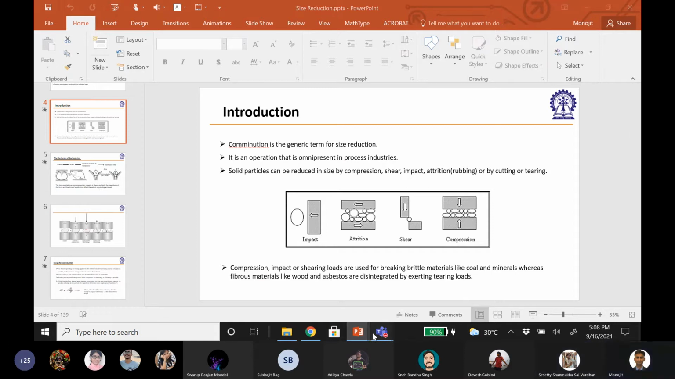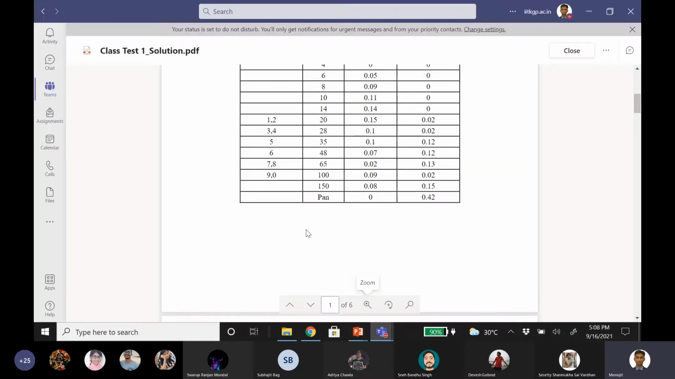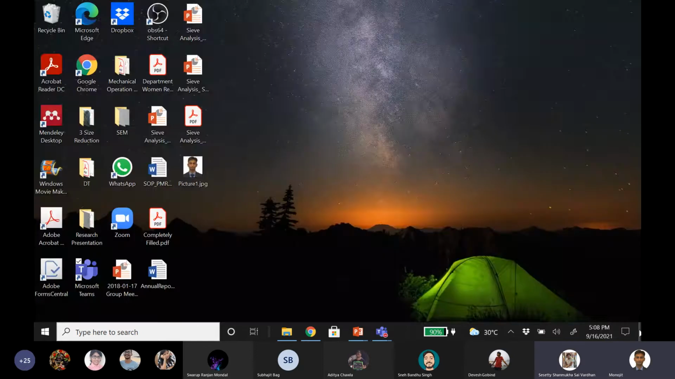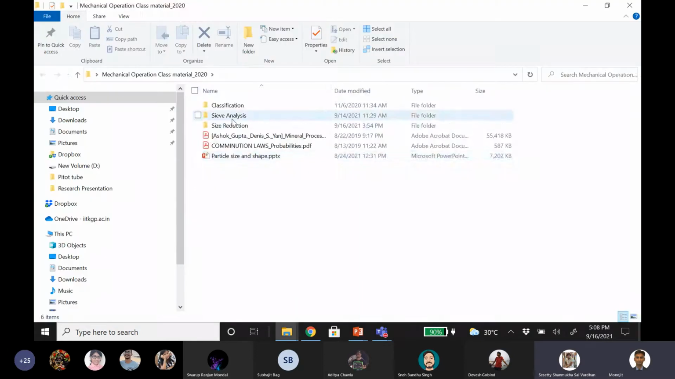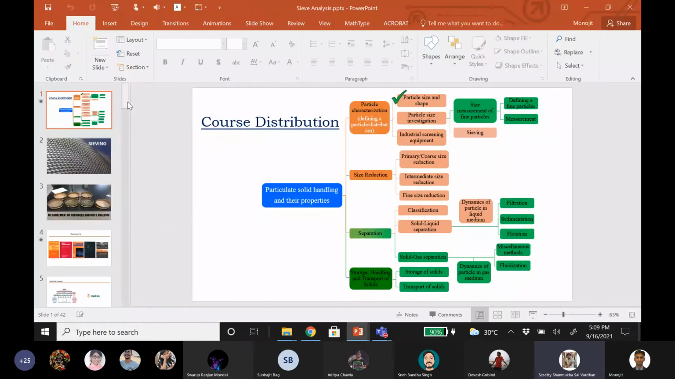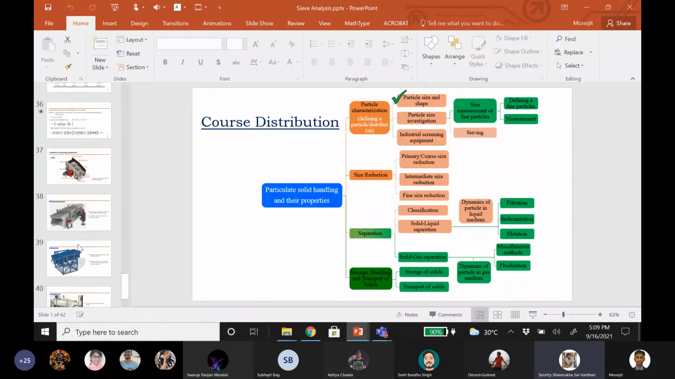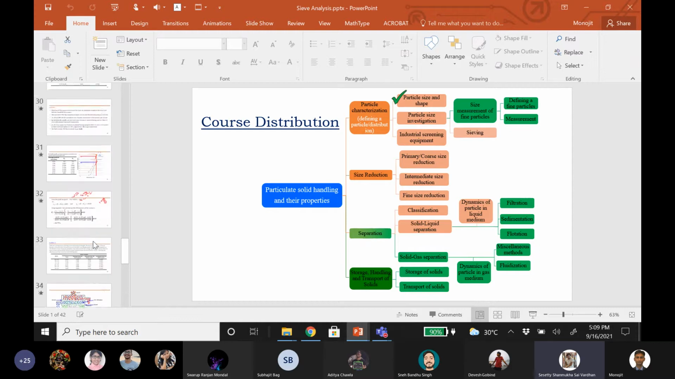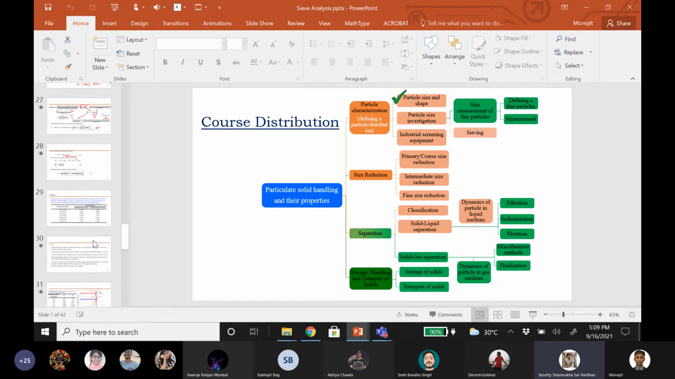Just a minute. Just check the PPT, otherwise I have to open it from here. Yes, sir, I've written it in my notes. It is obtained from the differential analysis by adding cumulatively the individual differential increment starting with that retained on the pan. So here the retained on the pan is 0.42 and 0.